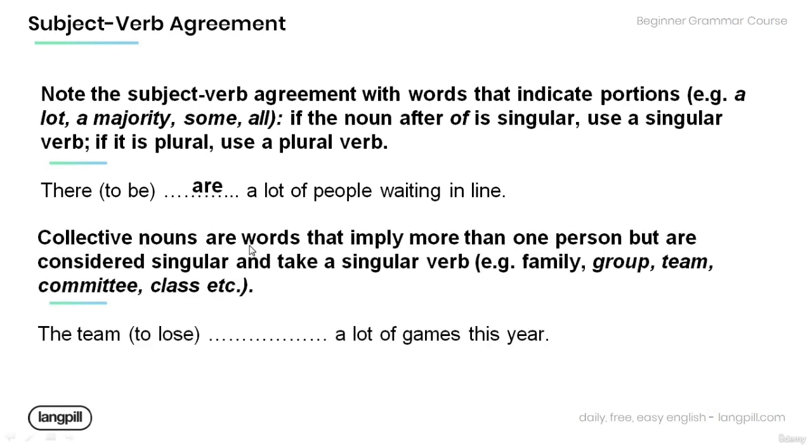Also note that collective nouns are words that imply more than one person but are considered singular and take a singular verb. For example, family, group, team, committee, class, etc. Have a look at the sentence below and fill in the blank using the appropriate form of the verb. The team to lose a lot of games this year. The team has lost a lot of games this year.